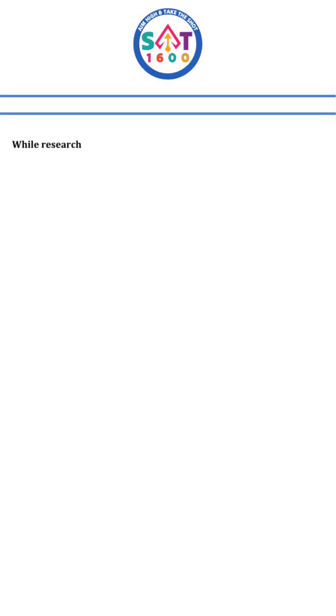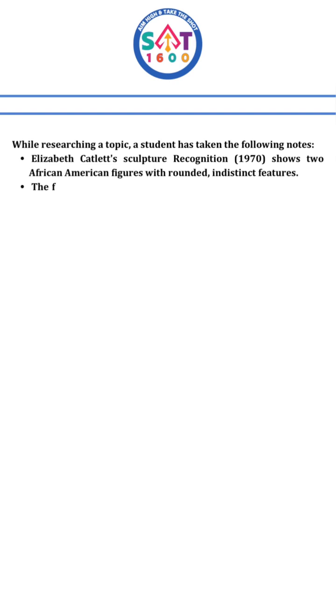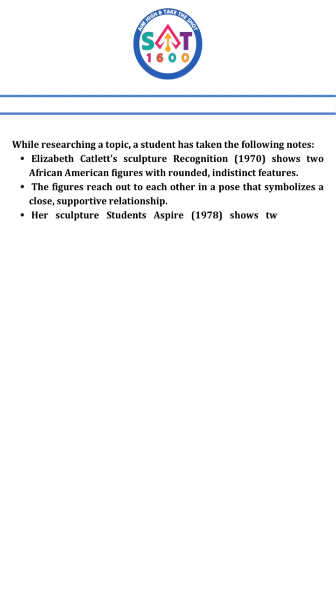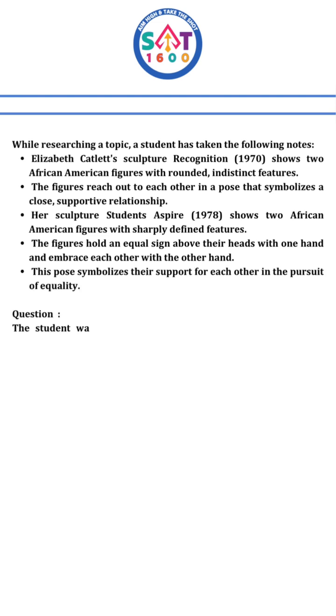While researching a topic, a student has taken the following notes. Elizabeth Catlett's sculpture Recognition, 1970, shows two African American figures with rounded, indistinct features. The figures reach out to each other in a pose that symbolizes a close, supportive relationship. Her sculpture Students Aspire, 1978, shows two African American figures with sharply defined features. The figures hold an equal sign above their heads with one hand and embrace each other with the other hand. This pose symbolizes their support for each other in the pursuit of equality.